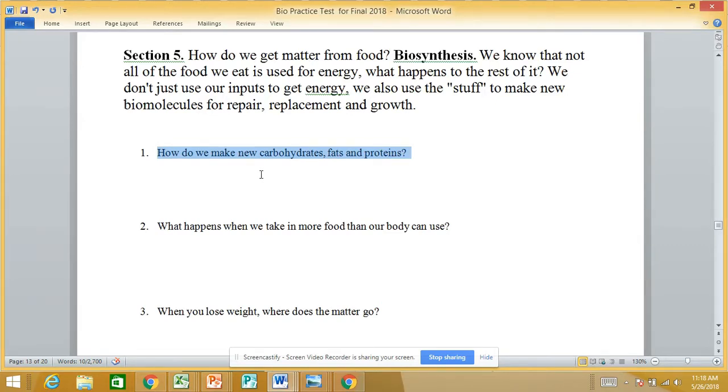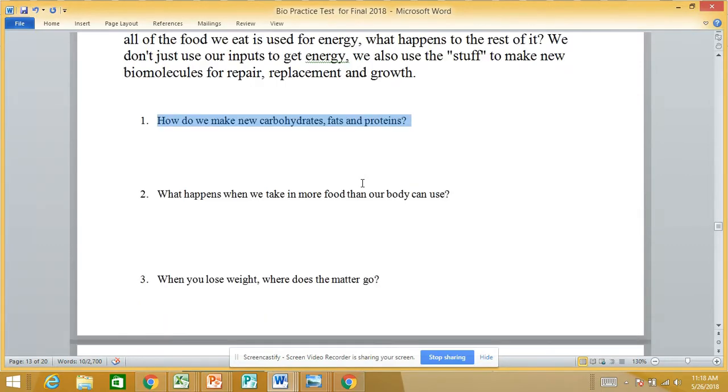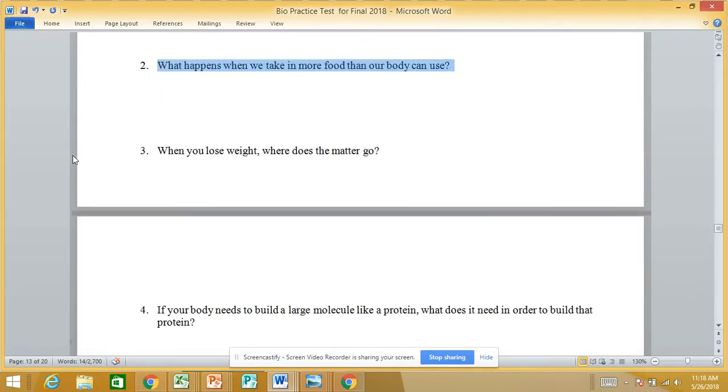Well, we take them in, so we're going to eat them. We eat carbs, we eat fats, we eat proteins. Our body breaks those down into smaller component parts. And then once they're broken into smaller component parts, we build them back up for the things our body needs, for the particular type of protein we need. What happens when we take in more food than our body can use? Well, we store it as fat.